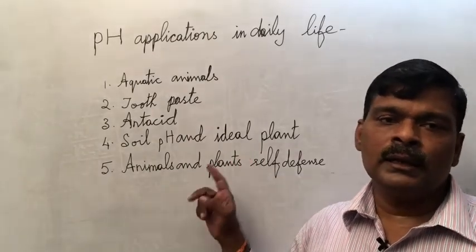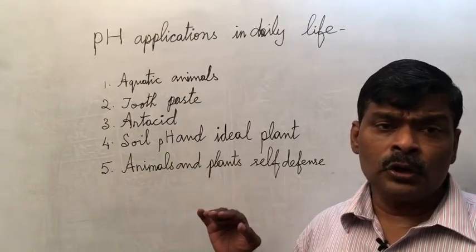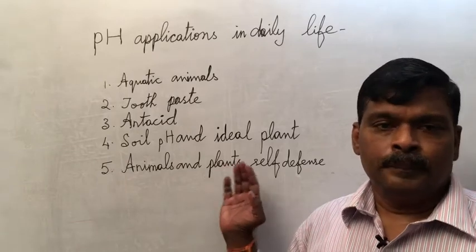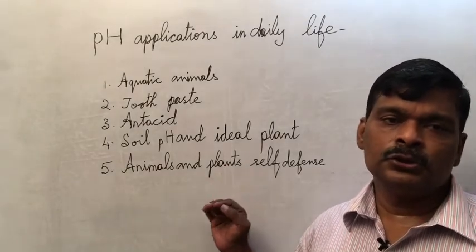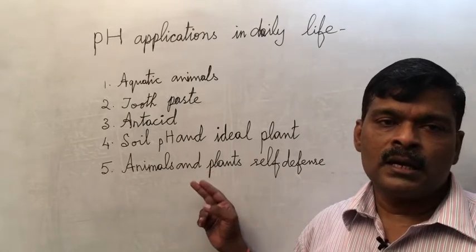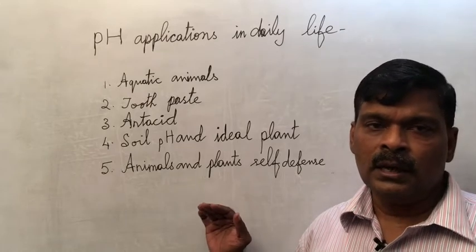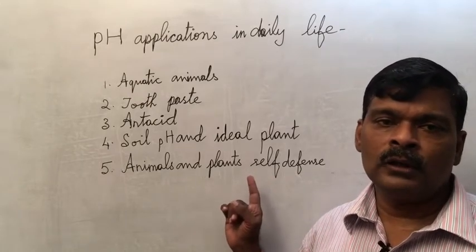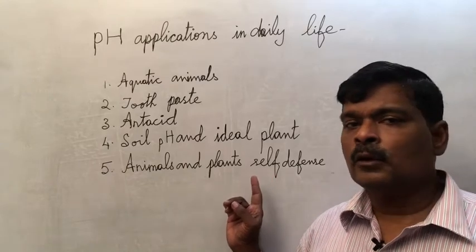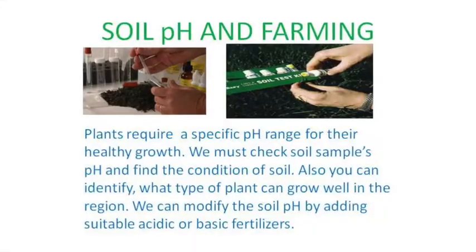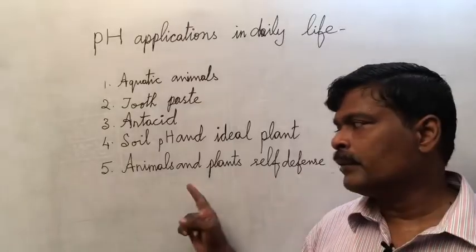After that, if it is highly acidic, we can neutralize it by using basic fertilizers. If it is highly basic, we should use some acidic salt fertilizers to neutralize it or decrease its basicity. Then only it is ideal for that particular crop, and we can cultivate that crop in good condition. Good yield we can get.